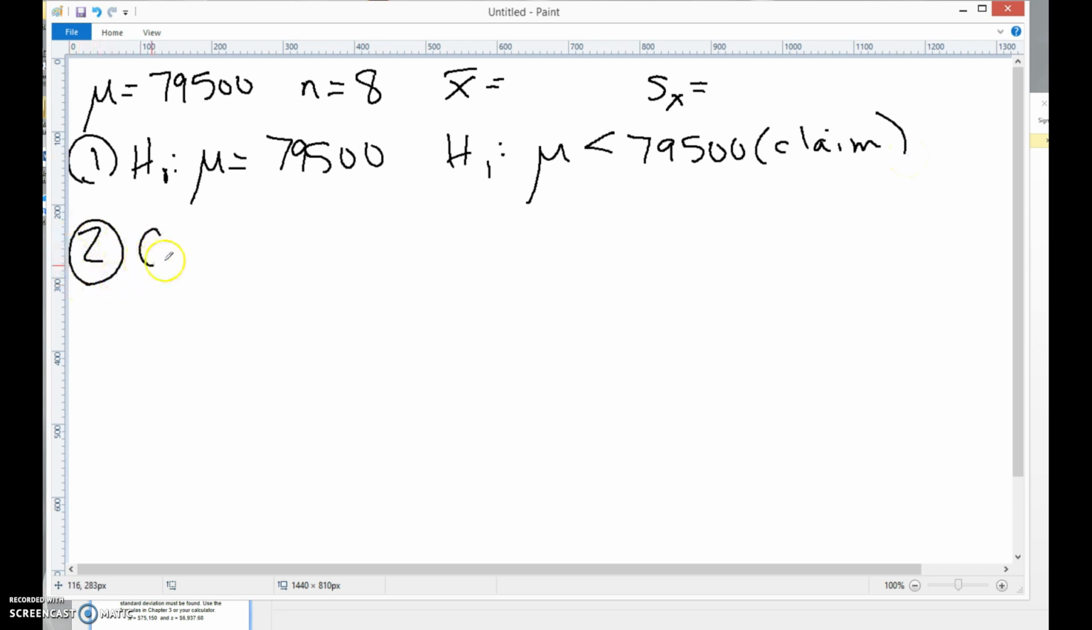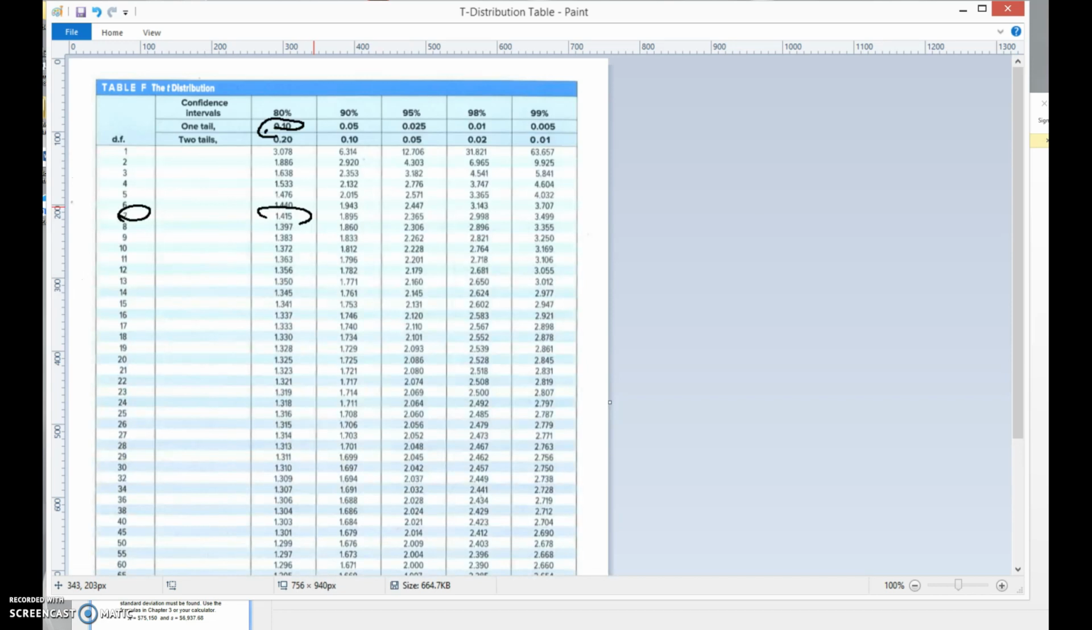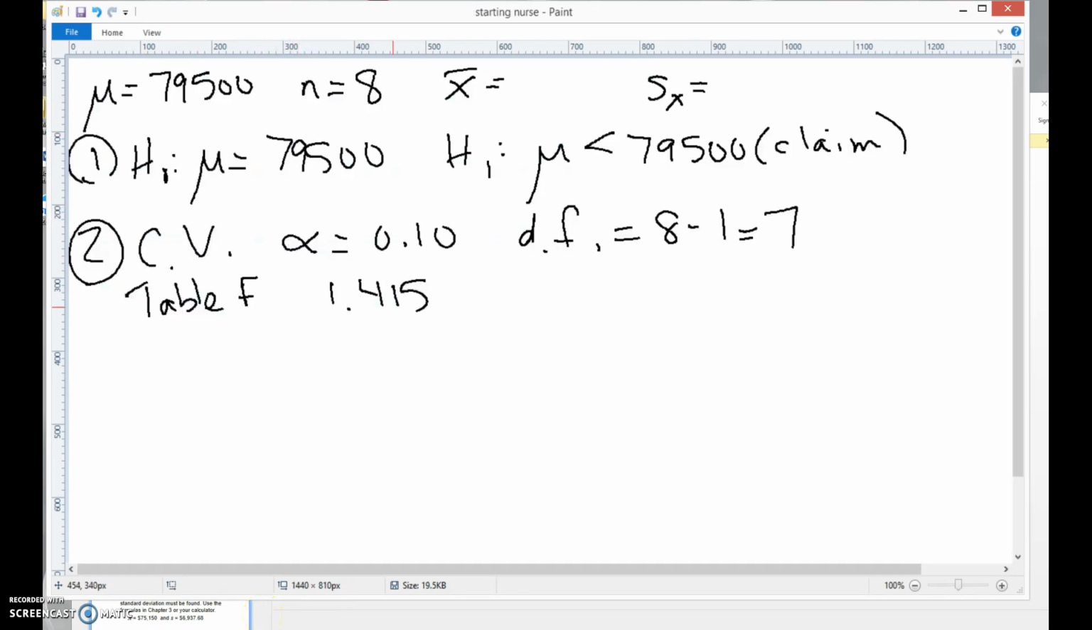Now to identify the critical values, we're looking at alpha of 0.10 that was given to us, our degrees of freedom, which would be 8 minus 1, 7. Now go to your t-distribution and look up alpha at 0.1. This is a one-tailed test and a degree of freedom of 7. From the table, I can see a one-tailed test, degree of freedom. I'm looking at 1.415. Because this is a less than situation, we're going to look at that as a negative 1.415.